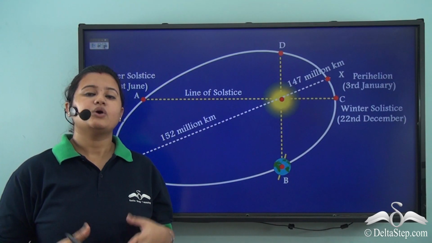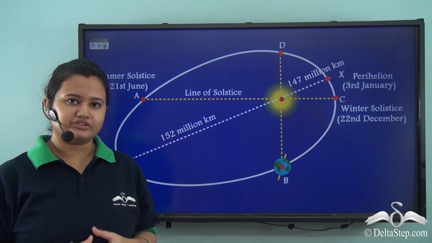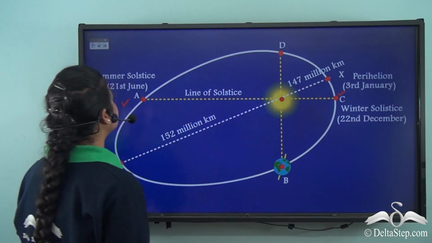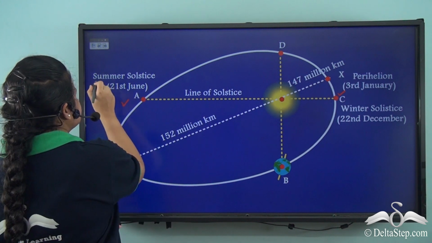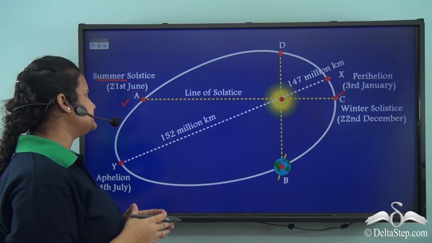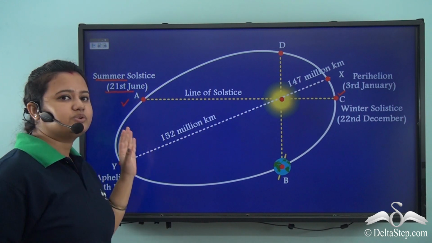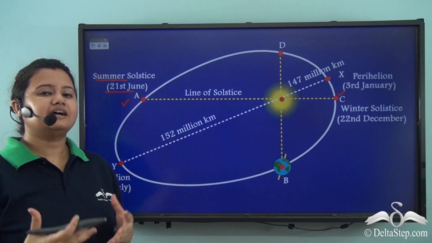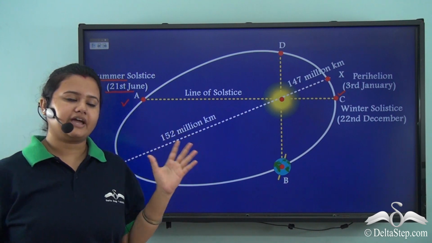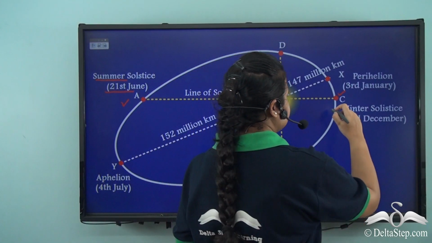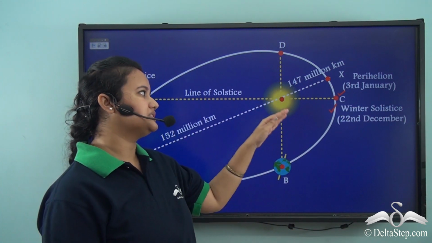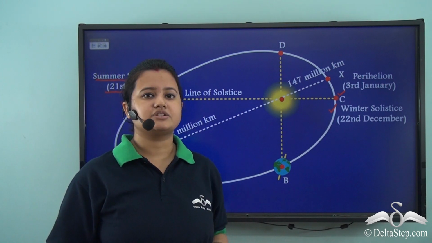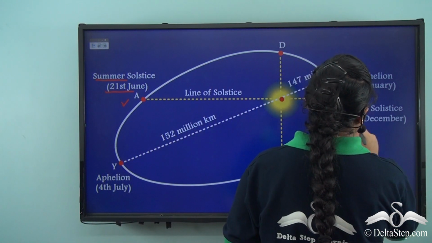In our previous lesson, we discussed two positions of the Earth, that is position A and position C. At position A, the Earth experiences summer solstice, and this event takes place on 21st June. During this moment of the year, the northern hemisphere is tilted towards the sun and the sun rays are vertical over Tropic of Cancer. Whereas during winter solstice, the southern hemisphere is tilted towards the sun and the sun rays are vertical over Tropic of Capricorn. Now winter solstice occurs on 22nd December.